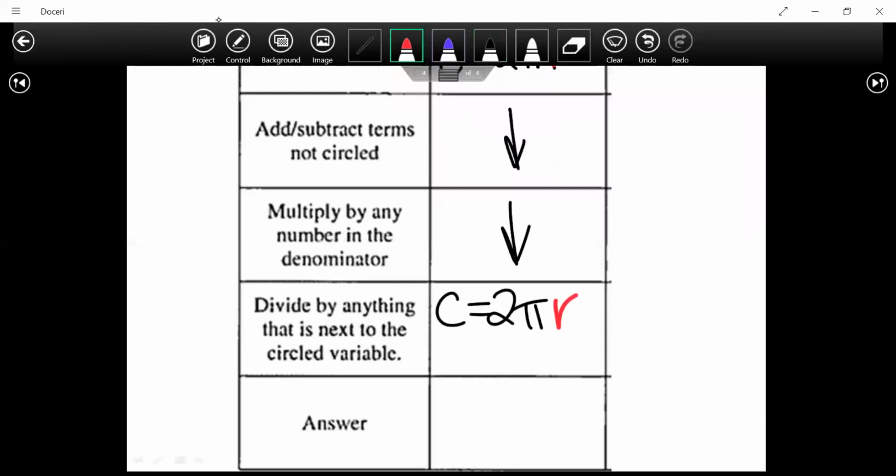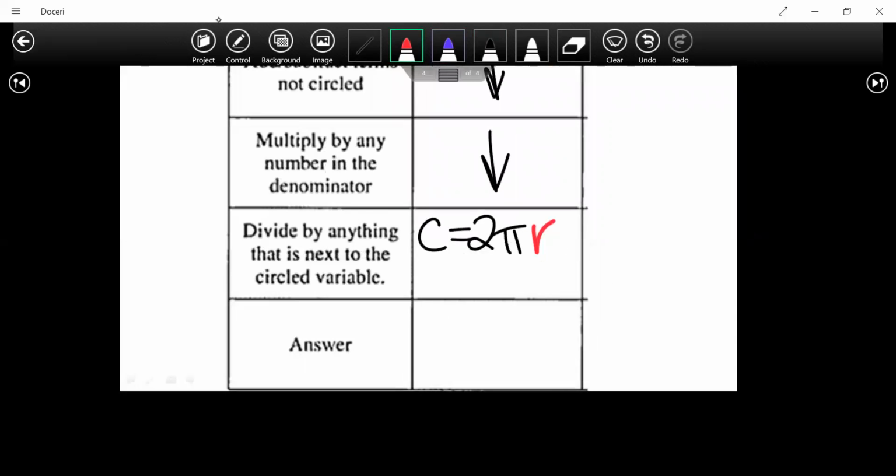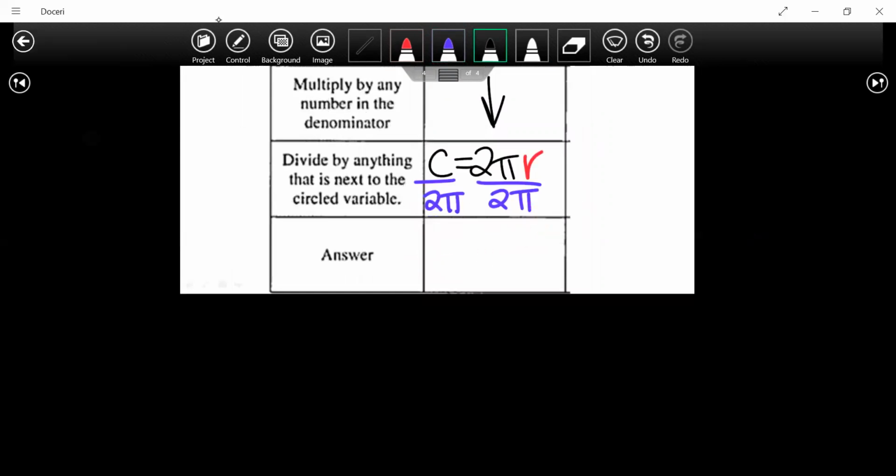Divide anything that's next to the variable. So what is being multiplied? 2 pi r, in this case 2 pi, so I need to divide out by 2 pi to both sides. When we simplify out, we're going to get C over 2 pi is equal to r, the radius.